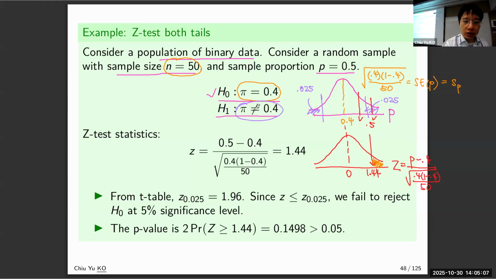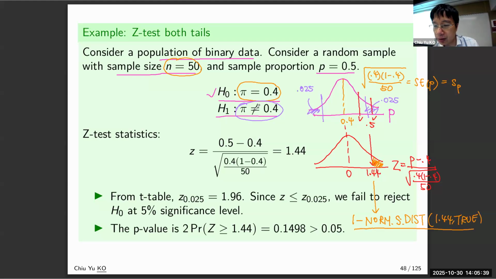And to do so, look at this. This is the area on the right. The Z table gives the area to the left. So 1 minus norm.s.dist of this number, the area to the right of 1.44, true. And you calculate that. Remember, not done yet. You multiply by 2. This is the p-value.